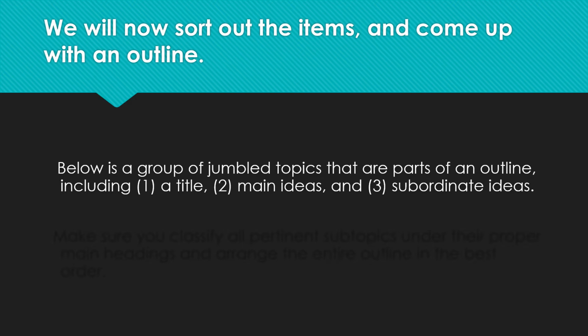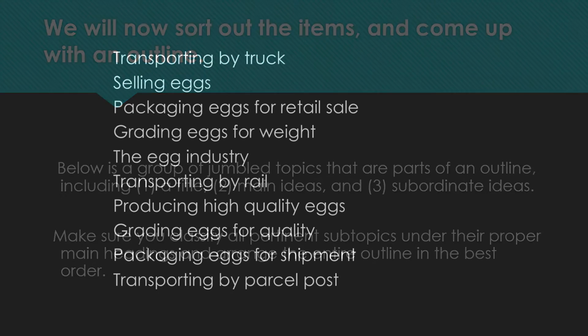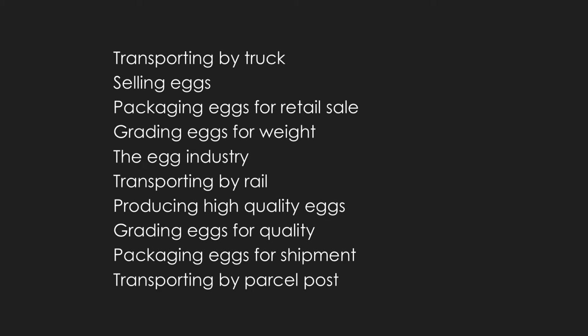And then pick the main ideas and use them as your Roman numeral 1 or Roman numeral 2 or Roman numeral 3. And if you have number 3, pick also the subordinate ideas that will rightfully belong under each main idea. So make sure you classify all subtopics under their proper main headings and arrange the outline in the best order. So these are the words. So pause for a while, get a sheet of paper, and work on this activity.